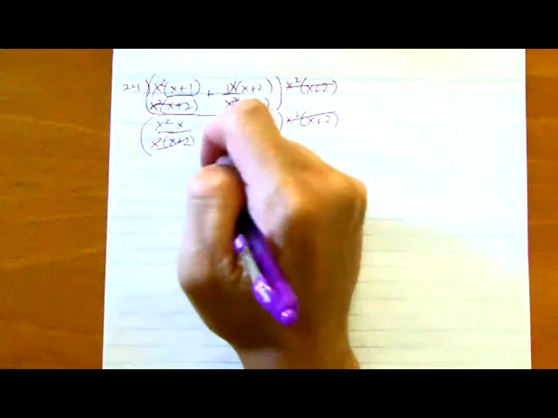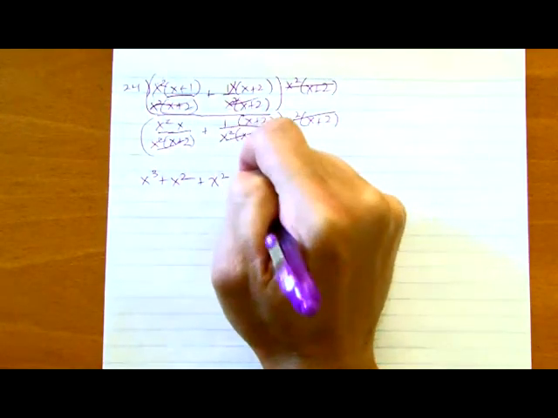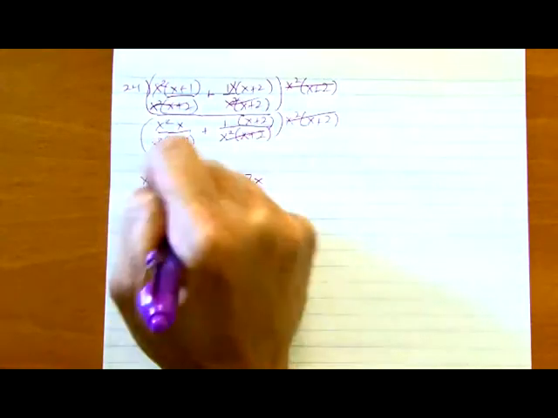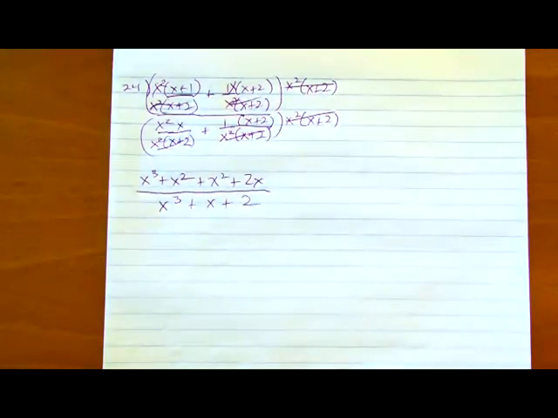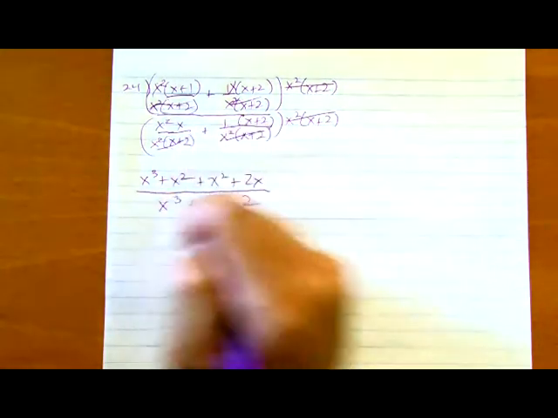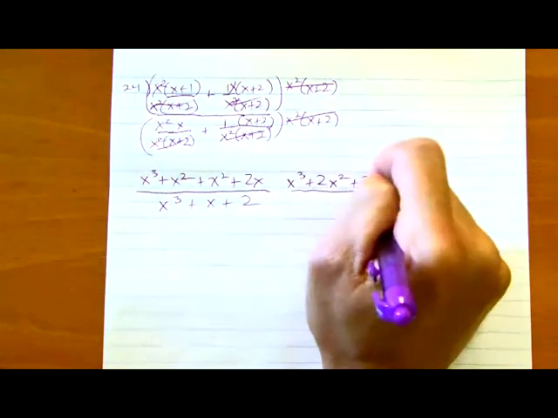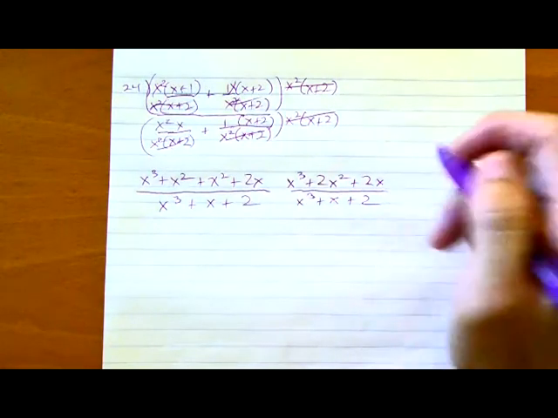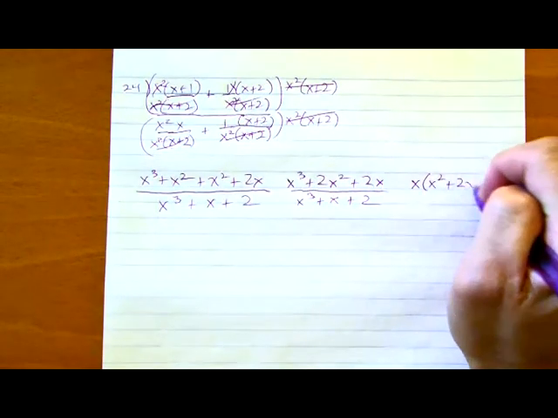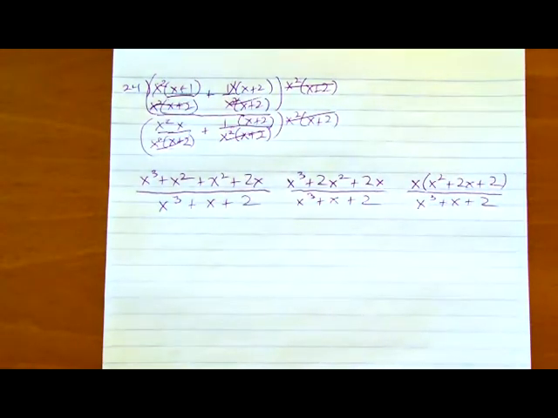I'm going to do some distributing. X to the third plus x squared plus x squared plus 2x. On the bottom, x to the third plus x plus 2. In the numerator, oh, I can combine terms. X to the third plus 2x to the second plus 2x over x to the third plus x plus 2. The numerator has an x in common. I'm going to factor that out. X parentheses x squared plus 2x plus 2 over x to the third plus x plus 2. Can we go further? Can I think of how to factor this? I think that's it.